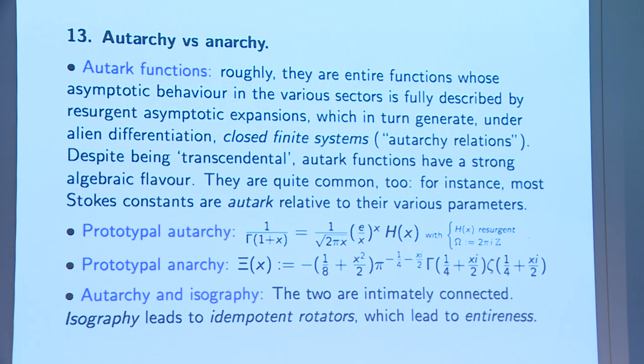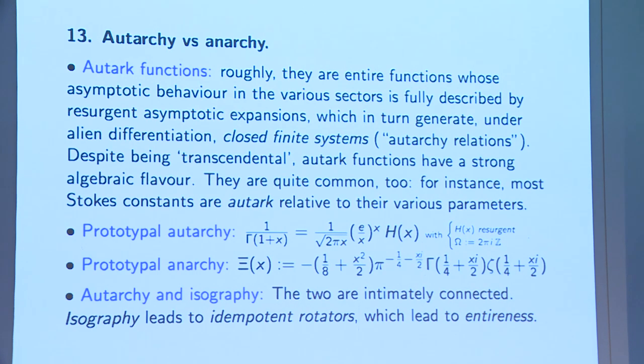And moreover, they are not freaks of nature. They are quite common, actually. If you take something at random, of course, it will be anarchic. But in practice, if it is something of any use, it will turn out to be autarch. And the showcase example of autarchy is, of course, the inverse gamma function.